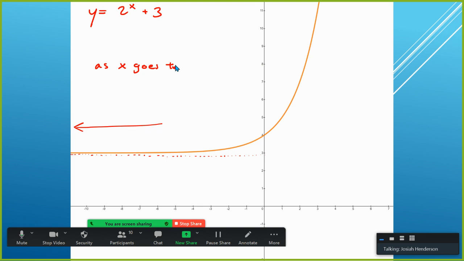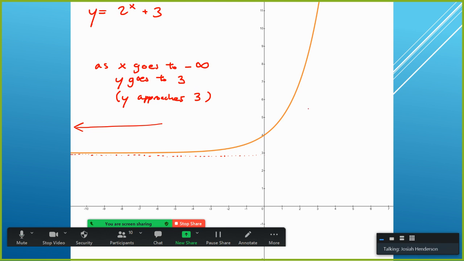As x goes leftwards, as x goes to negative infinity, y is going to 3, positive 3. Or y approaches 3. I'm going to add that in below here. You could also say y approaches 3. Same thing.